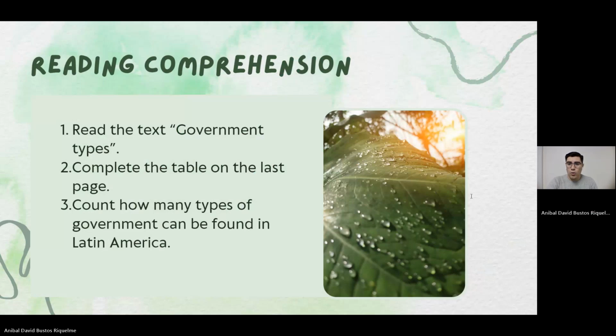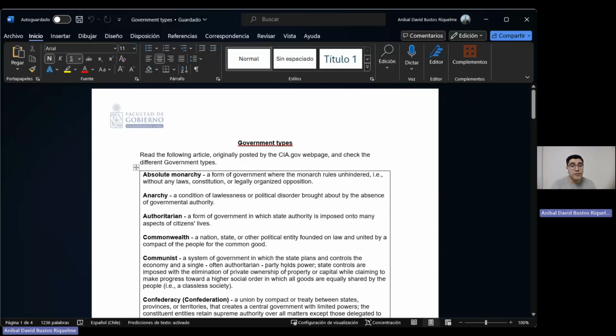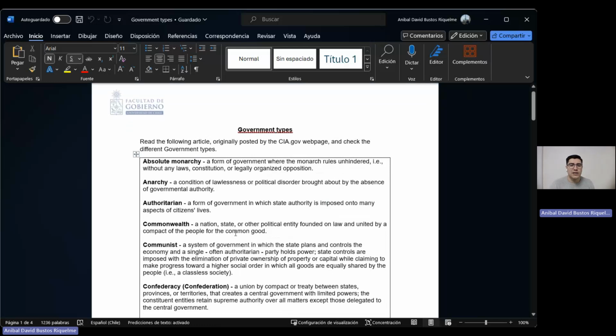So let me show you exactly what the document is. As you can see, it says government types, and it says read the following article originally posted on the CIA.gov webpage and check the different government types. Here you can see a list of different types of government that you can find all around the world.